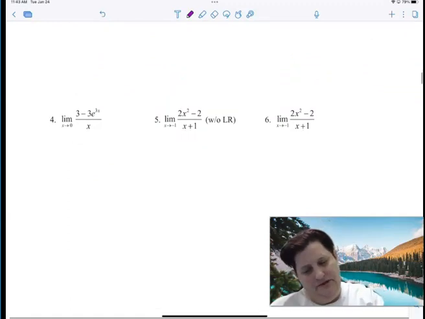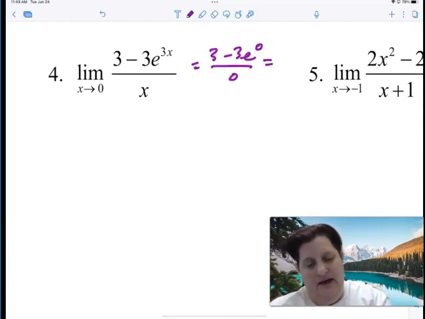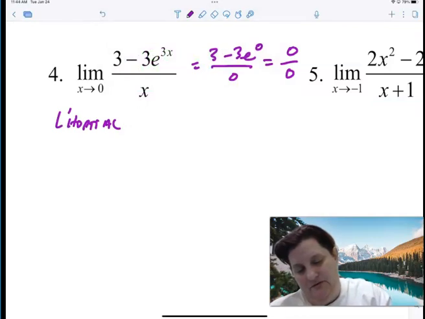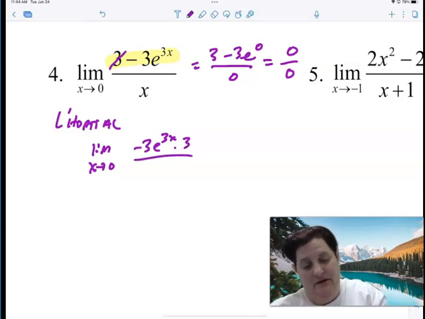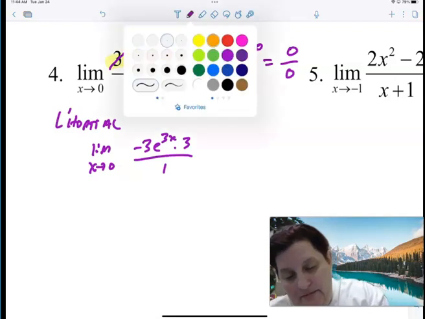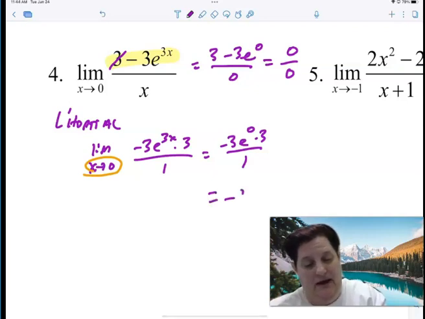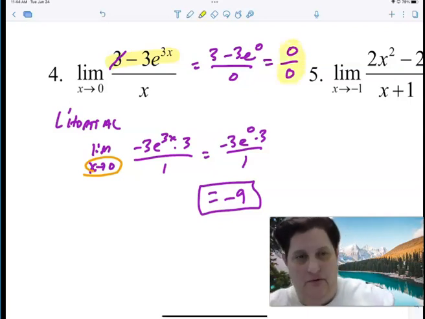Okay, check it out. If I plug in a 0, I get 3 minus 3 e to the 0 over 0. And e to the 0 is 1. So I get 3 minus 3, I get 0 over 0. So I'm going to do L'Hôpital's rule right here. By L'Hôpital's rule, I get the limit as x approaches 0, and I take the derivative of the top. Well, the 3 goes away. The derivative of e to the 3x is e to the 3x times 3. And on the bottom, the derivative is 1. Now I'm going to plug this in, and I get negative 3 e to the 0 times 3. We know e to the 0 is 1, and so I get negative 9. So this went from something in indeterminate form, 0 over 0, which is called indeterminate, to actually figuring out an answer for it, okay?